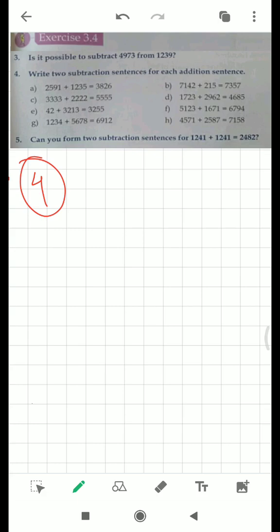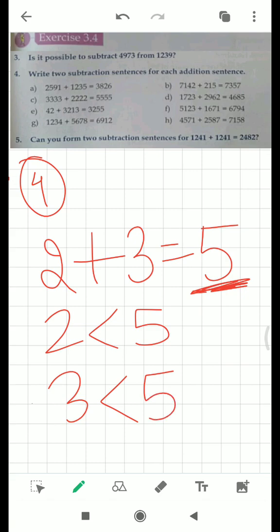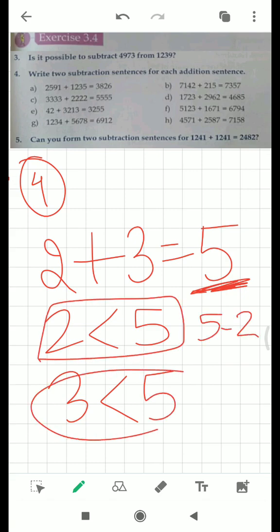If I write like this, 2 plus 3 equals 5. Now you see this 5 is greater than 2 and is also greater than 3. So that means we can write 5 minus 2 and we can also write 5 minus 3. This can happen, right? We can subtract the smaller number from the bigger number.